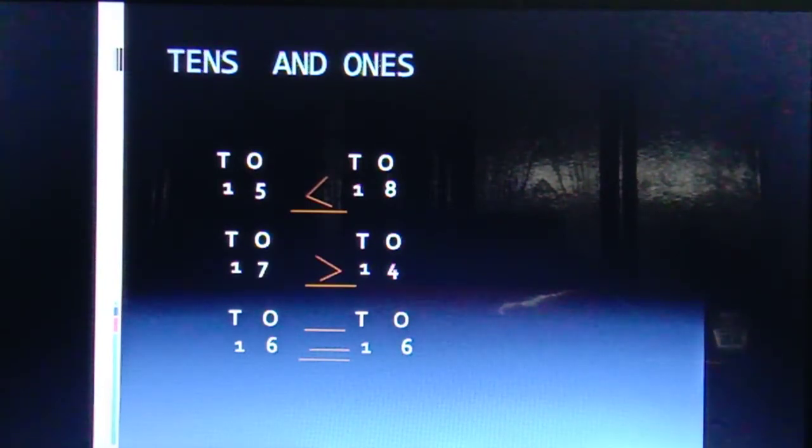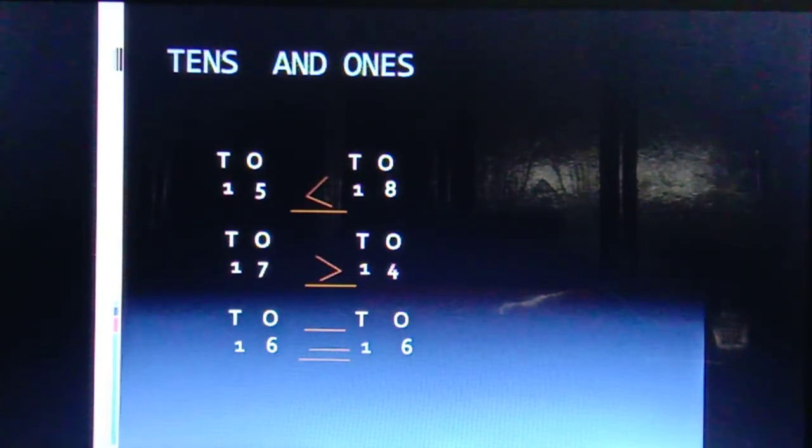Here once again the two numbers are 17 and 14. We move on with the tens digit. On both the sides the digit at the tens place is the same, that is 1. But the digits present at the ones place in both the numbers are different. In 17 it's 7 and in 14 it's 4. Since 7 is greater than 4, so 17 would be greater than 14.